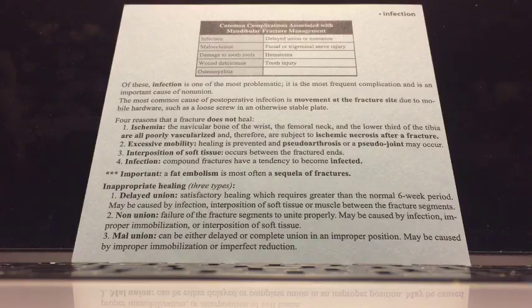The most common cause of postoperative infection is movement at the fracture site due to mobile hardware, such as a loose screw in an otherwise stable plate. Reasons that a fracture does not heal: 1. Ischemia. The navicular bone of the wrist, the femoral bone, and the lower third of the tibia are all poorly vascularized and therefore are subject to ischemic necrosis after a fracture.